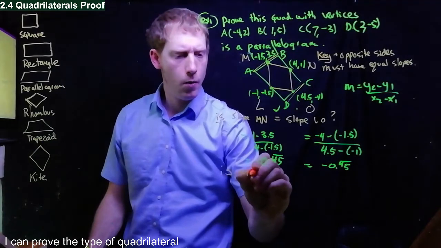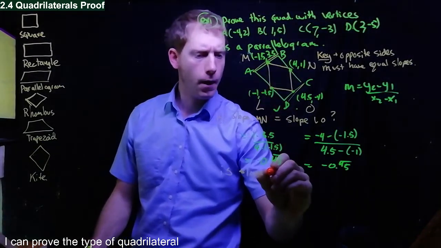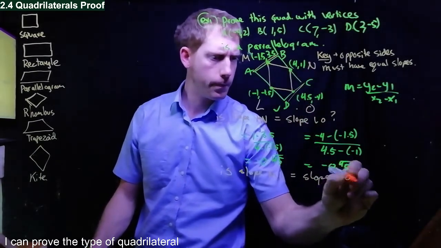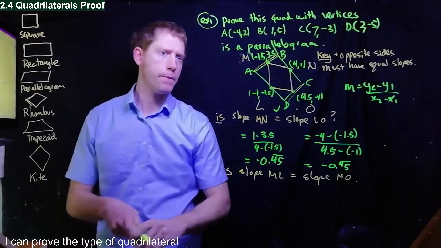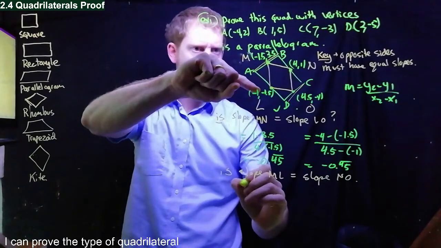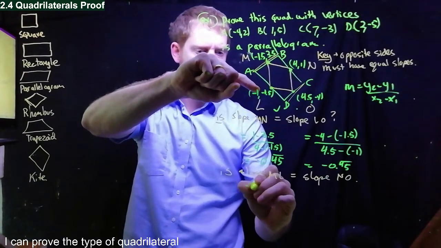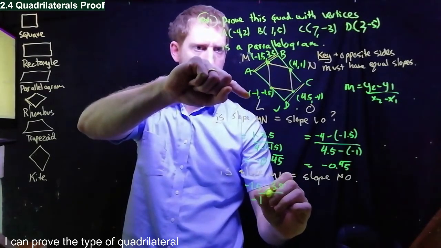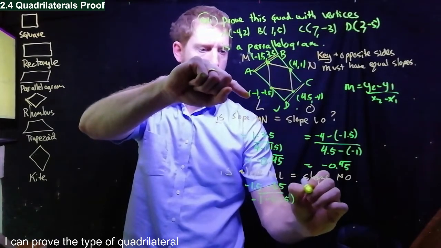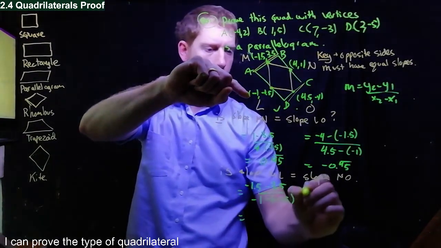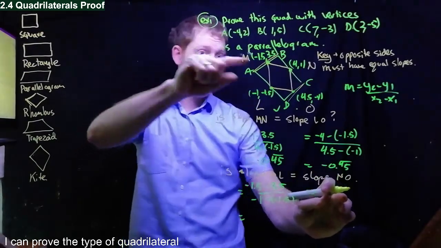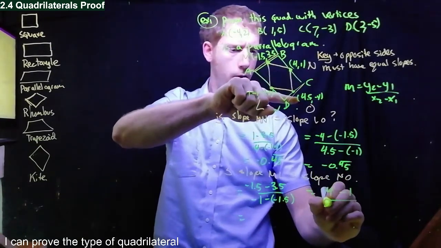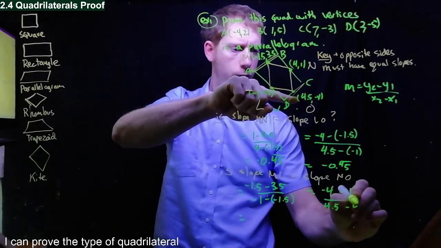Is slope ML equal to slope NO? You can do the difference in your y's, so it's going to be negative 1.5 minus 3.5 divided by the difference in your x's, minus 1 minus 1.5, and then this one, NO, is negative 4 minus 1 divided by 4.5 minus 4.